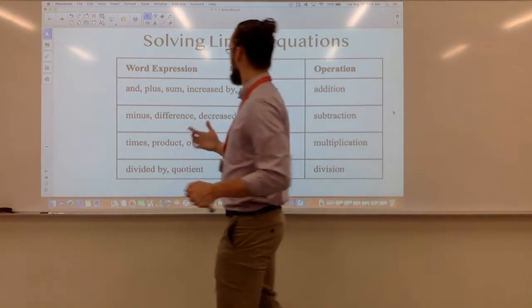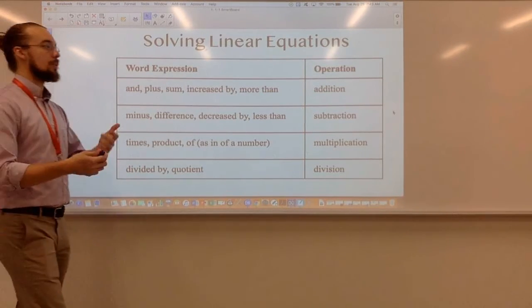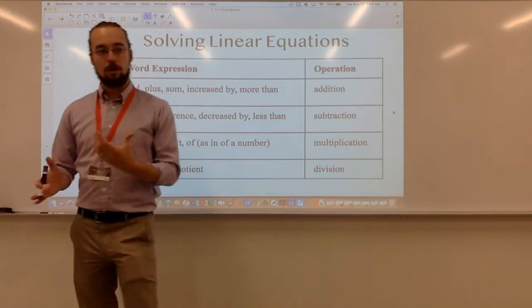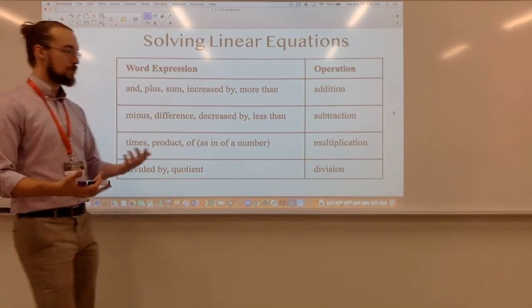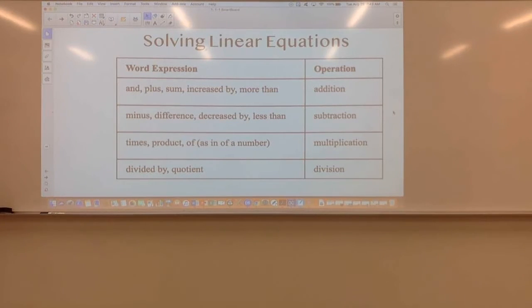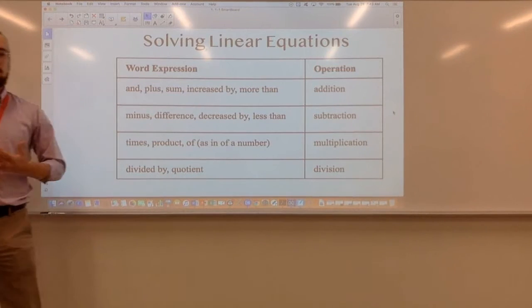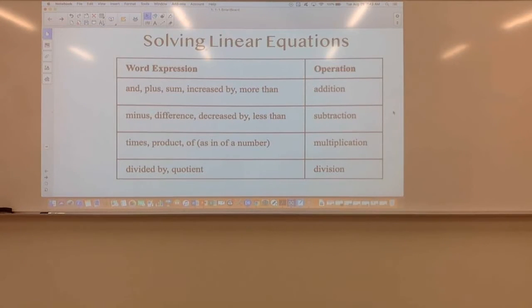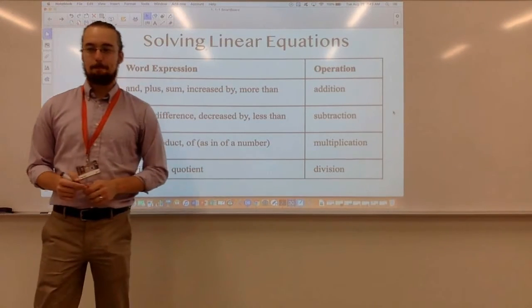This first one: add, plus, sum, increase by, more than. That tells you that you're going to be adding somewhere in this expression. Minus, difference, decreased by, less than. Those all tell you you're going to be using subtraction. Times, product, of. That's kind of a strange one, but of, as in of a number, means multiplication as well. And then divided by and quotient means division.